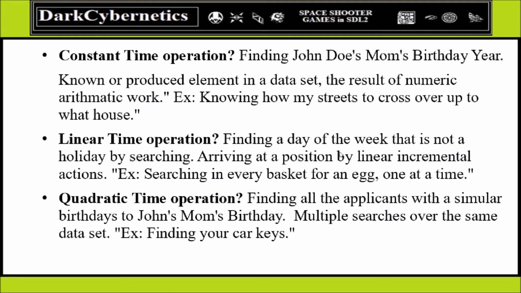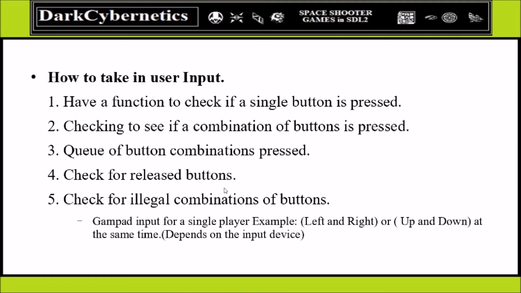A linear time operation would be finding the day of the week by searching, right? We have to search something. Go through the entire list of things. We've got to go through a bunch of Easter eggs we're looking for. There's a bunch of baskets. We want to look through each basket for an egg. That's a linear time operation. Suppose the baskets were closed, that's linear time. There's other concepts like linear probing, which we'll get into later. All right, and there's other quadratic time. A quadratic time operation would be like trying to find your keys. You look over the same area several times, right?